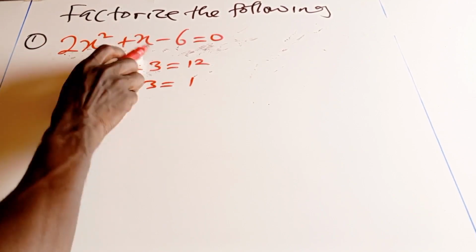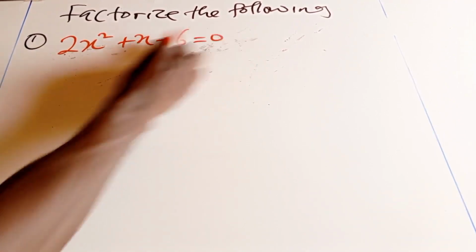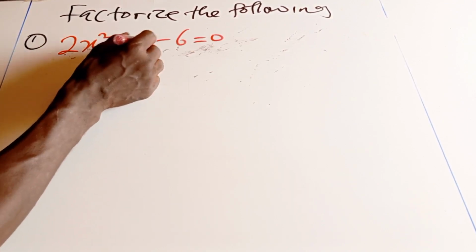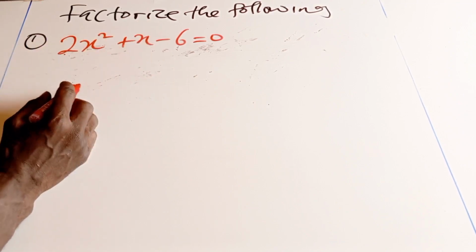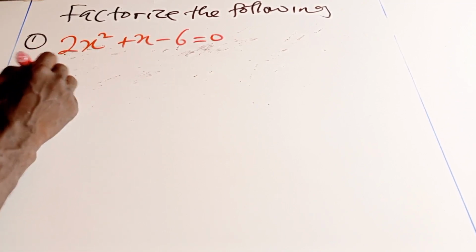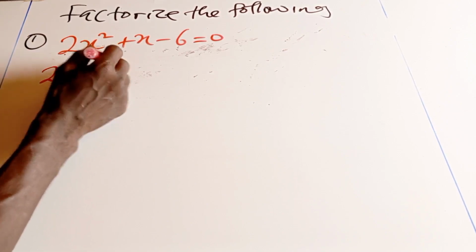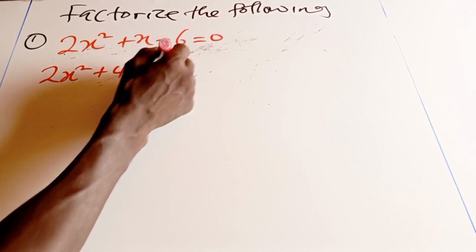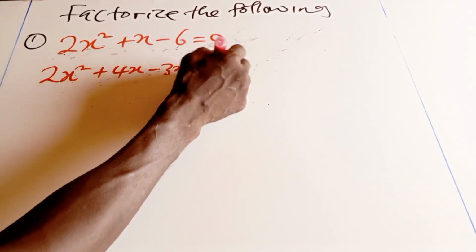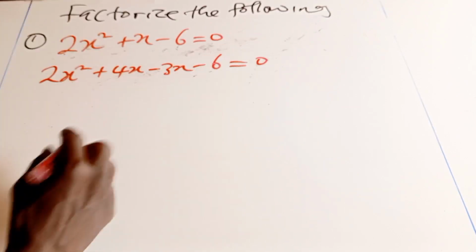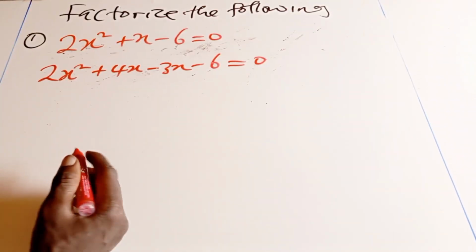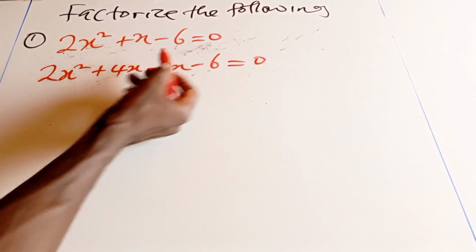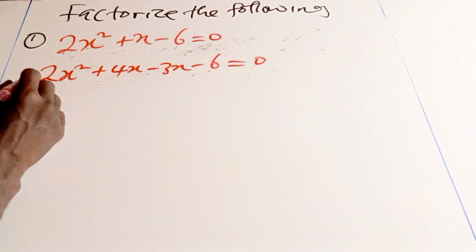Then let's solve the question. For you to solve the question here, you can substitute this x with the factors we got. Now you have 2x squared plus 4x minus 3x minus 6 is equal to 0. Now we substitute the two numbers: if you multiply, you get 12, and if you add, you get 6. That is the two numbers.